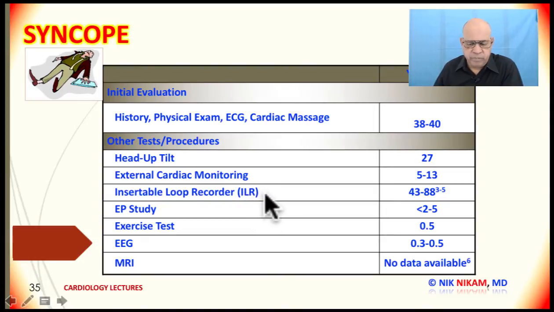underlying cause for syncope. As I told you earlier, the EP studies have a very, very poor yield ranging from 2 to 5%. And similarly, exercise test is not the best test to look for syncope. Again, EEG has a similarly poor yield when it comes to diagnosing a patient with syncope.